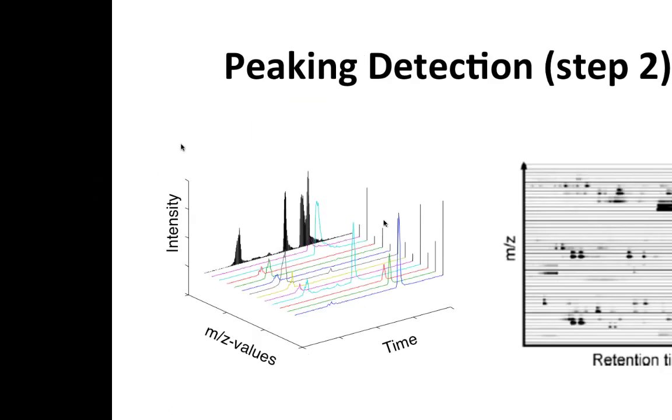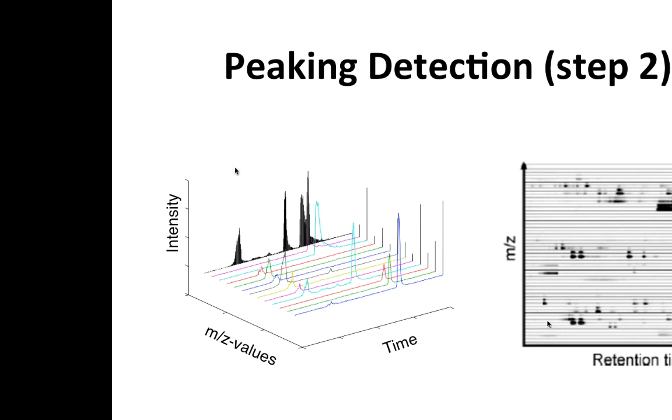So the second step we'll do is peak detection. For the mass peaks, we have three dimensions. We have MZ values as one dimension, and the other dimension is time. The third dimension is intensity. So the peaks have MZ values and retention time. Usually, we try to identify these peaks by combining both, MZ and retention time, and what we are going to compare is the intensity. So this is how data is usually organized.